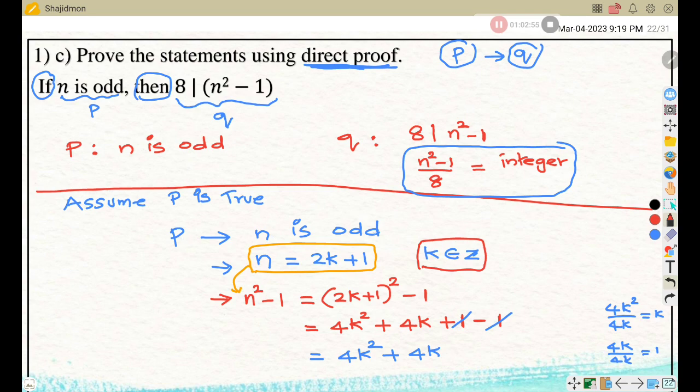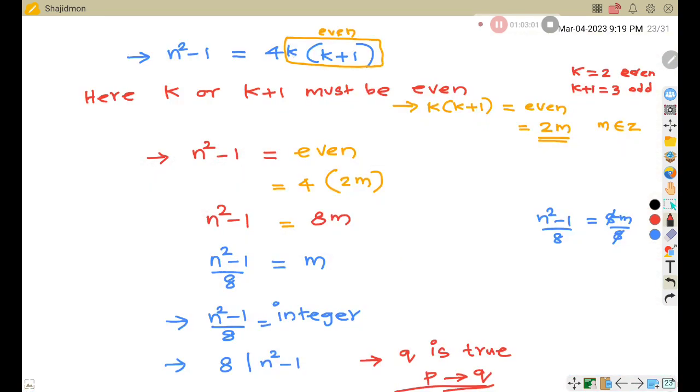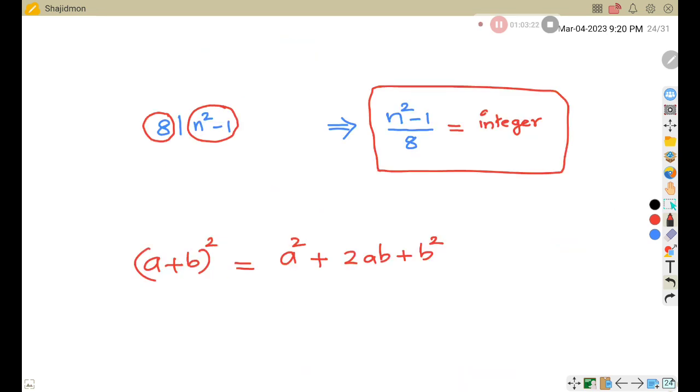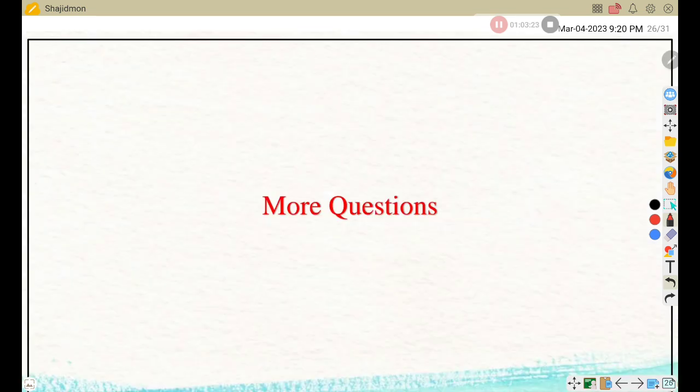Started with p, n is odd, n equal to 2k plus 1. Then we calculated what is n square minus 1. We have taken 4k outside. Then k into k plus 1 is an even number, so we can write it as 2m, because even means 2 multiply by an integer, 2m. Apply that 2m here, 4 multiply 2m, that means 8m, divisible by 8. So 8 divides n square minus 1. So p implies q. Okay, let me go to the next question.